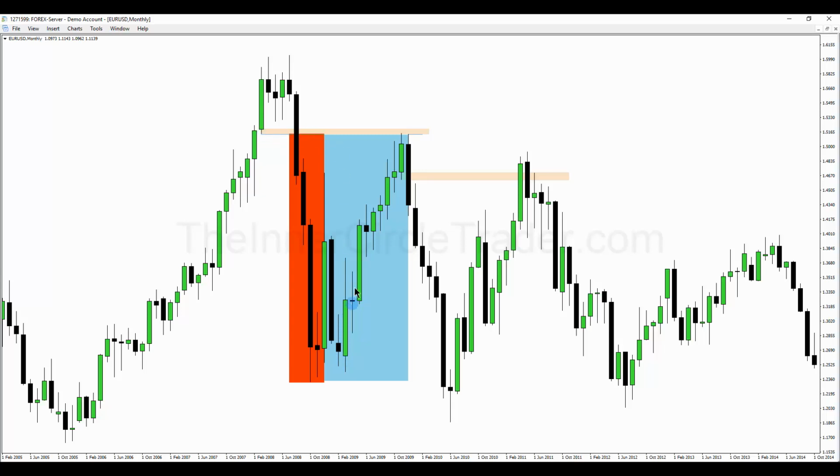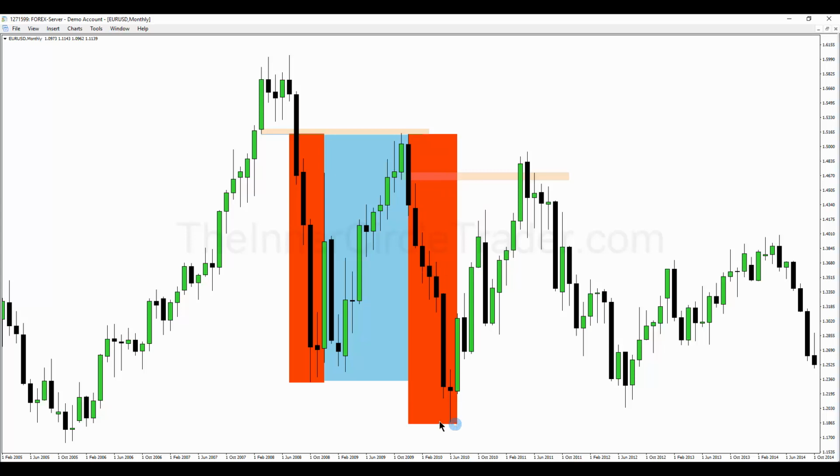So as price is rallying up, this is all bullish. So institutional order flow is bullish here. Then once it gets to this point here, we're looking for what? The stops below these lows here. So we would see institutional order flow swing to the downside.